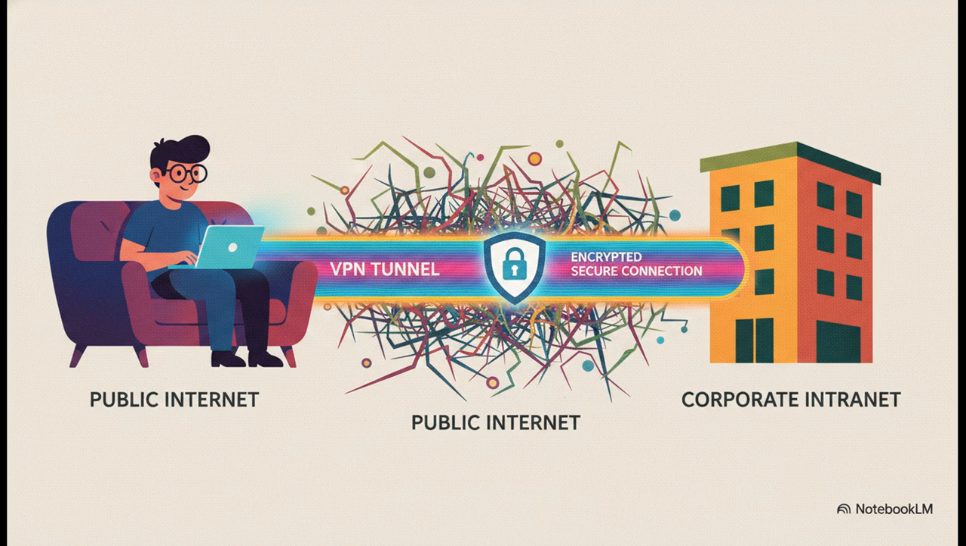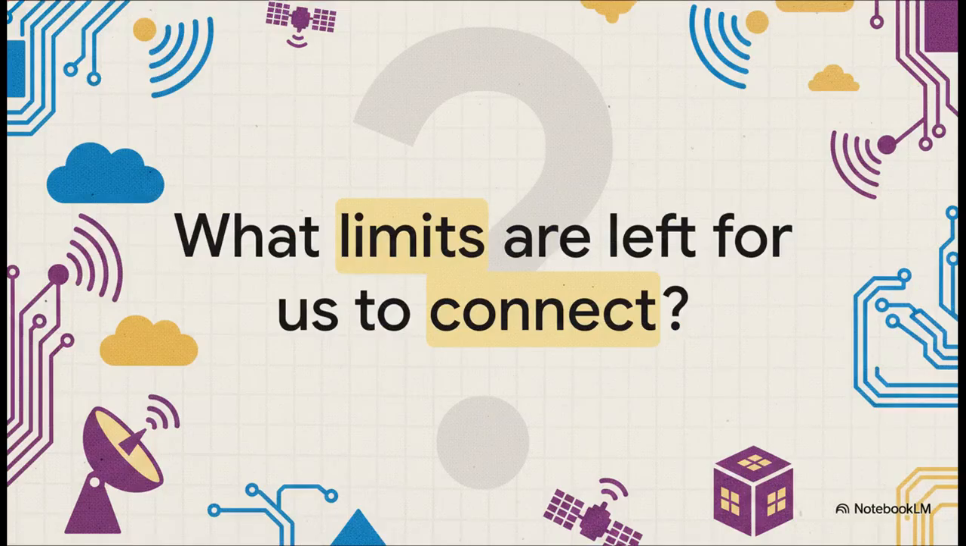Meanwhile, we have the VPN, or Virtual Private Network. This creates an encrypted, totally secure tunnel right over the public internet directly into a private corporate intranet. It's honestly kind of a magic trick. It's what lets you securely access those private office servers, files, and even printers, all from the comfort of your living room couch.